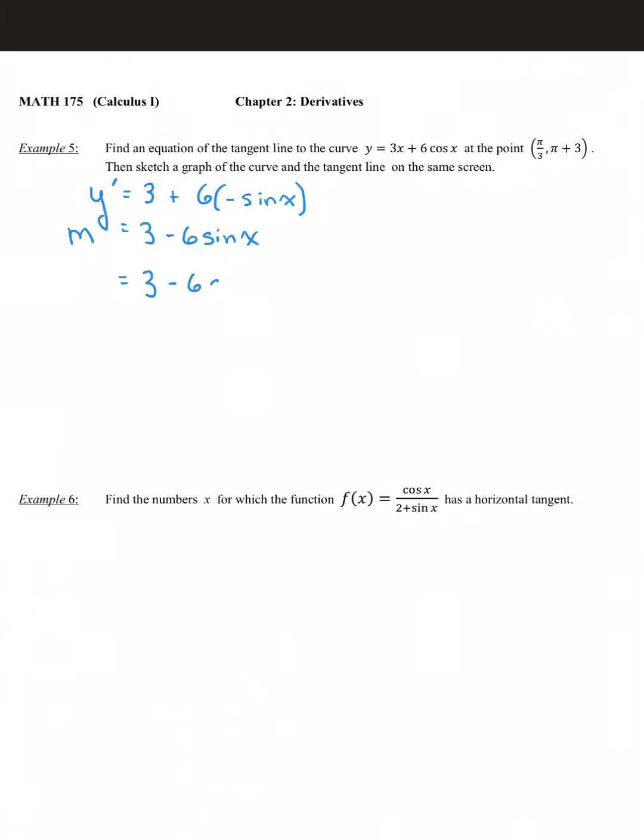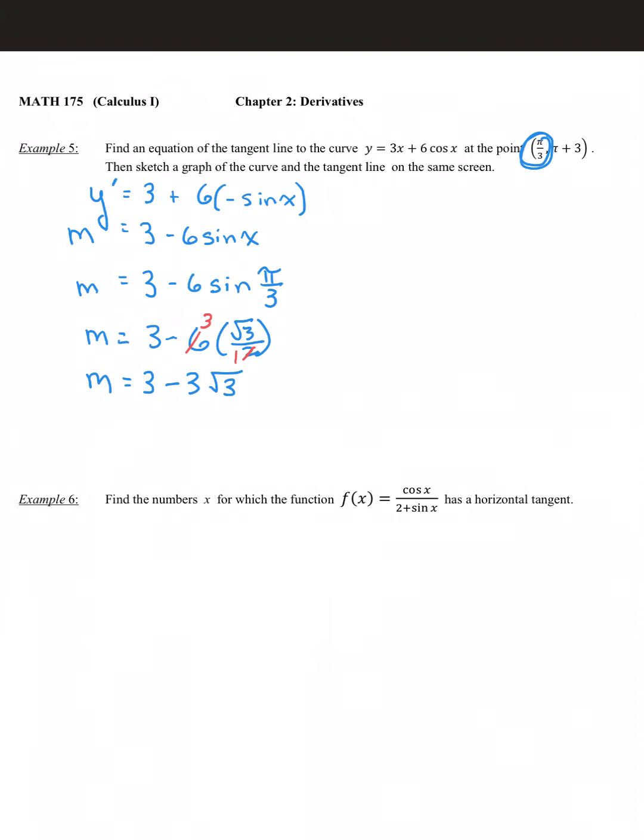when our x value is pi over 3 in this particular case. And we know that the sine of pi over 3, use your unit circle if you don't remember, is root 3 over 2. And we'll get some canceling done there. And so our slope is going to be 3 minus 3 root 3.